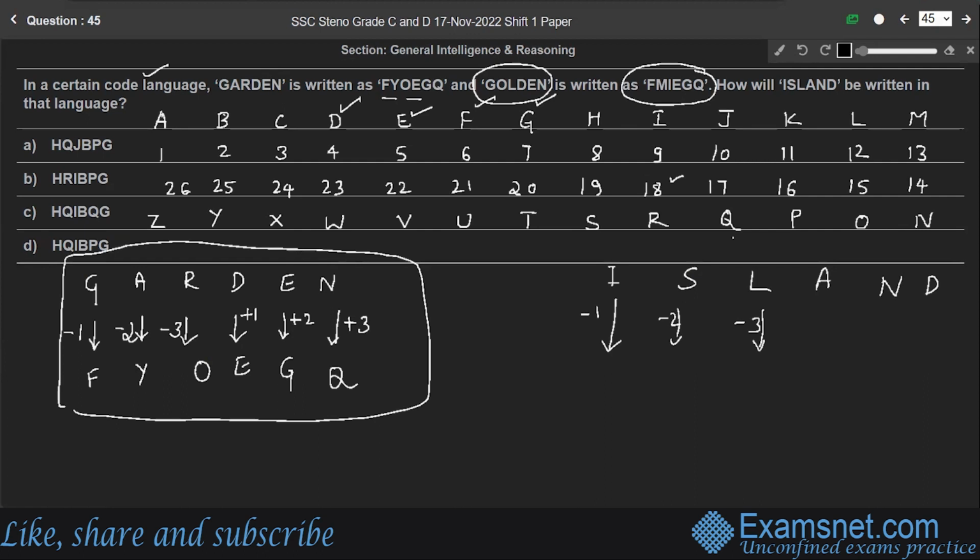Right? So I is 9, minus 1 is 8, which is H. So S is how much? S is 19, minus 2 is 17, which is Q. L is how much? 12, minus 3 is 9, which is I.